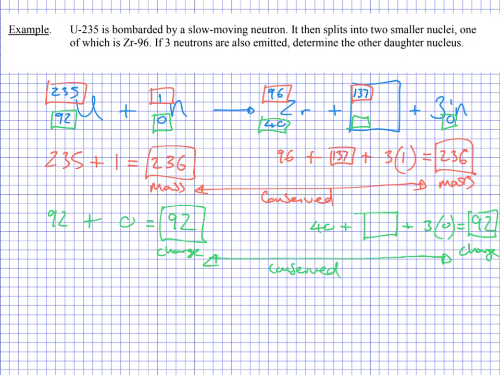Okay, so we can do the math. We can go 40 plus 0, and then 92 minus 40. Well, that's going to give me 52. So I can put that in here. 52 is the missing number. Up here, I'm going to go 52. And now I can look at my periodic table and see what it is that we've produced as one of our daughter nuclei. Well, it's on my periodic table. It's tellurium. Okay, so there it is. There's the missing daughter nucleus. It's tellurium, and if I was to write it down as its isotope, it would be tellurium 137, the isotope.